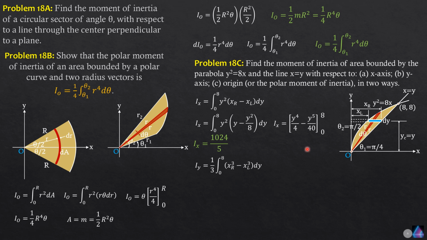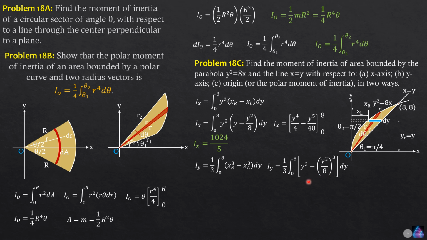The limits are still 0 to 8. The variable of integration is still y. So substituting, the right x is the x of the line, so that would be y cubed. The left x is the x of the parabola, which is y squared over 8. Then raise that to 3. And again, you can use your calculator directly, or you may expand that. Anyway, that's just the power formula.